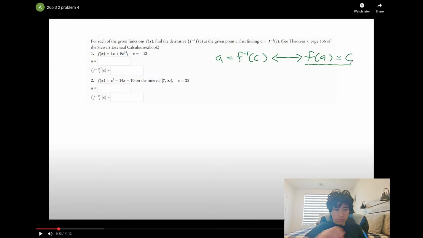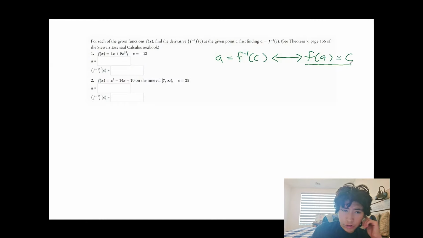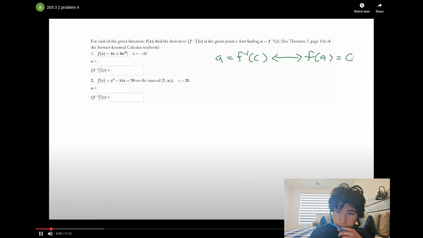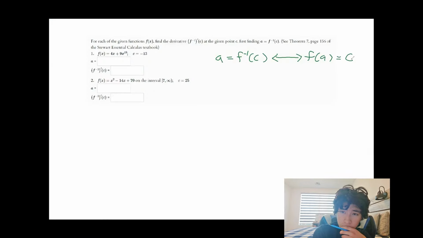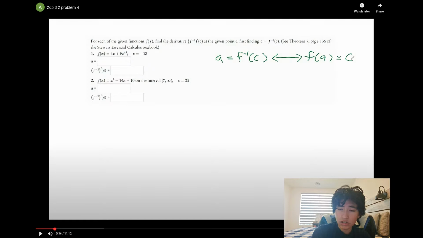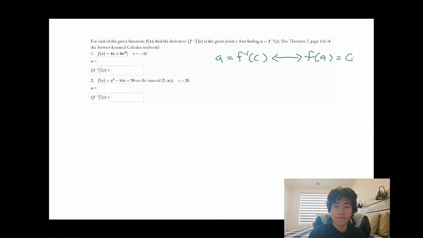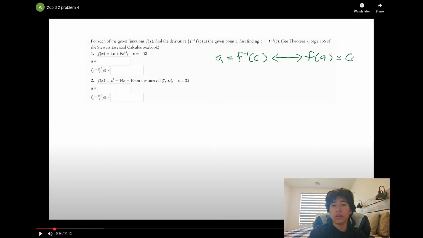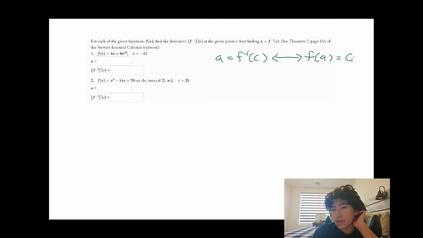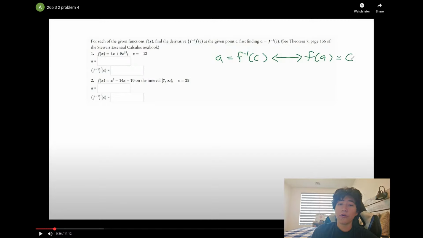Right. Okay, so first, let's understand what they're asking us. For each of the given functions f of x, find the derivative of f inverse prime of c at a given point c. First, finding a equals. Okay, wait, so what was the last part he said? To find a such that f of a. A equals f inverse of c.